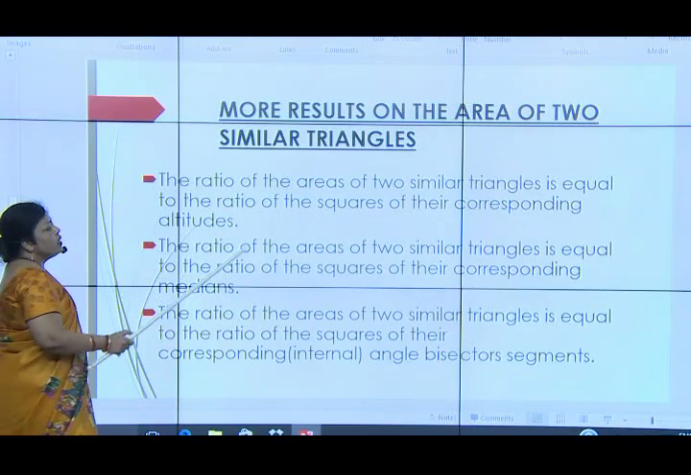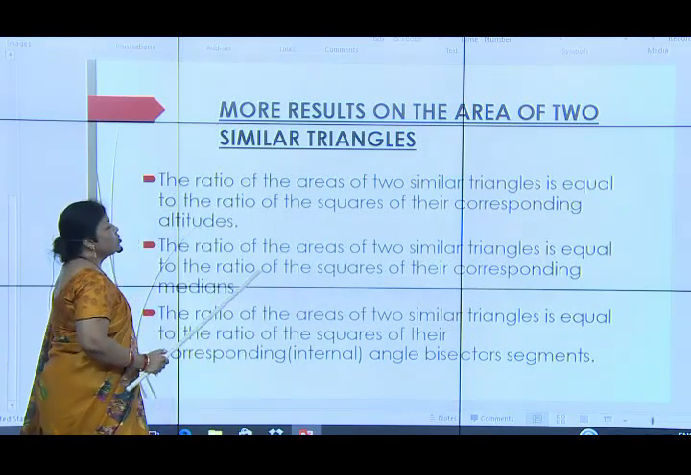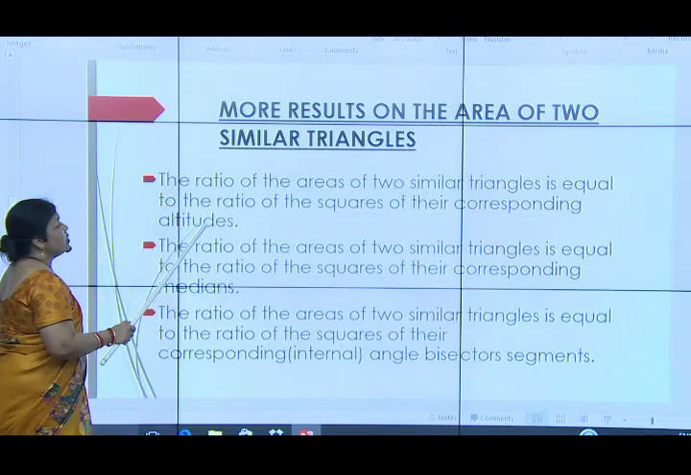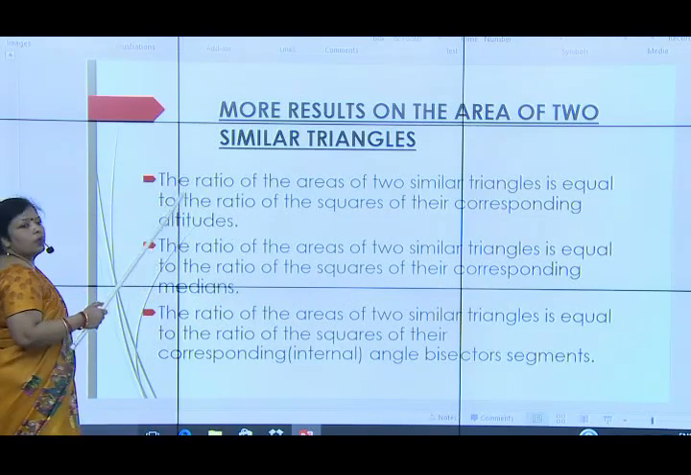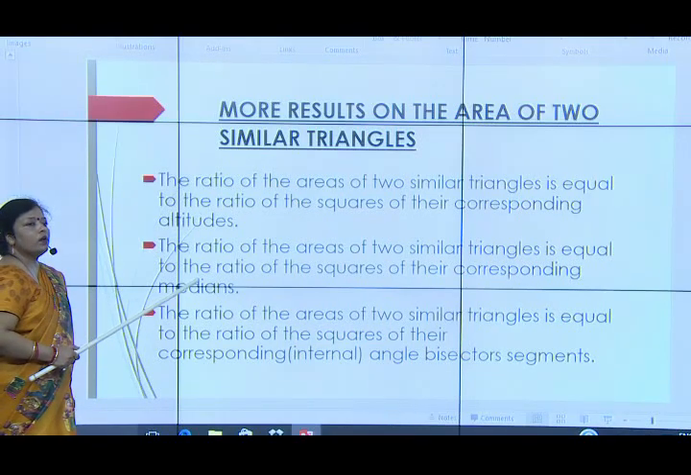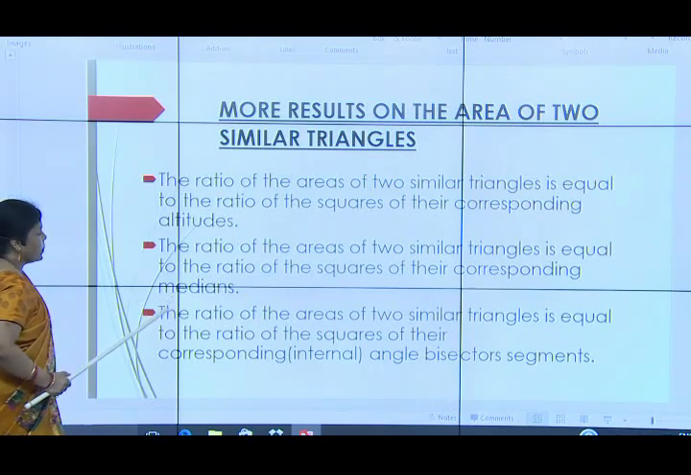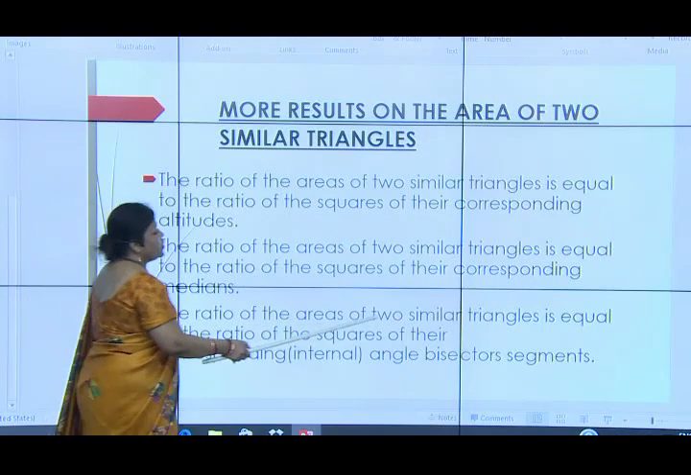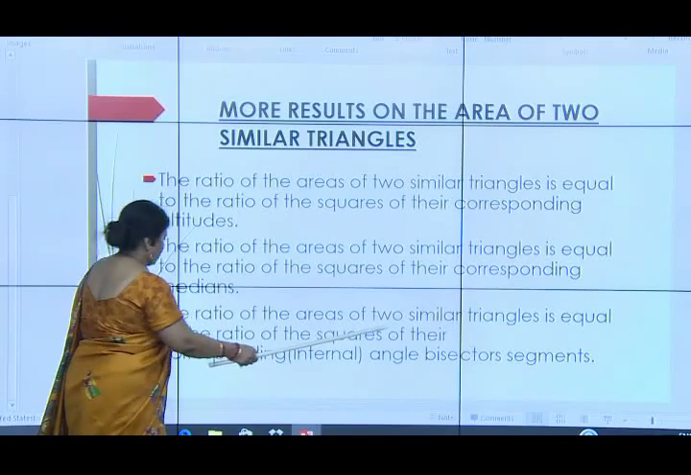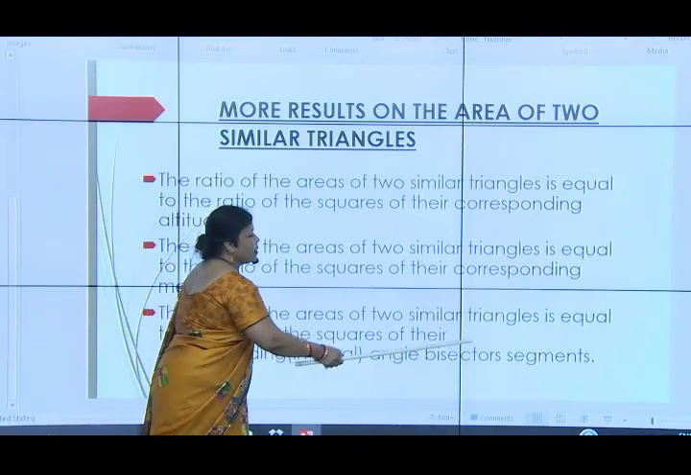Next is the ratio of the areas of two similar triangles is equal to the ratio of the squares of their corresponding medians. Now here it was altitudes. If altitude is given, then square of its corresponding altitudes. If median is given, then square of its corresponding medians also we can apply same formula. The ratio of the areas of two similar triangles is equal to the ratio of the squares of their corresponding internal angle bisector segments.